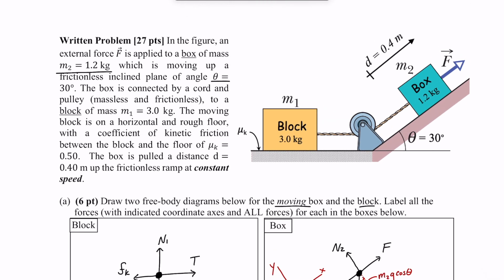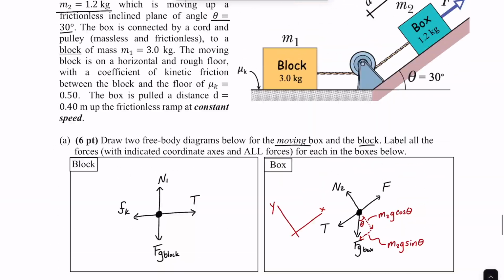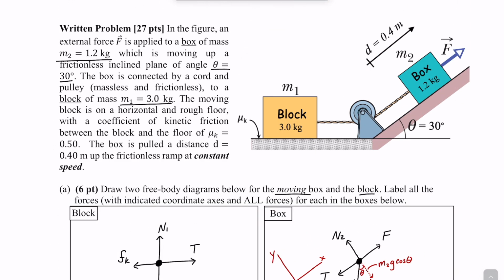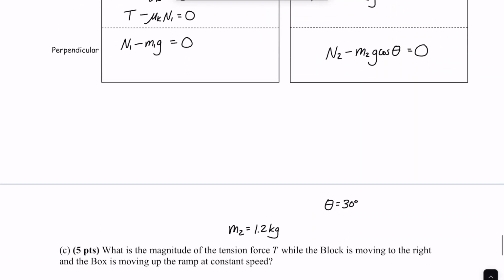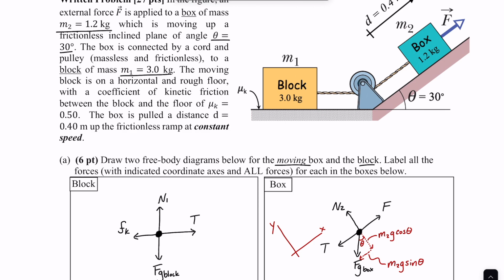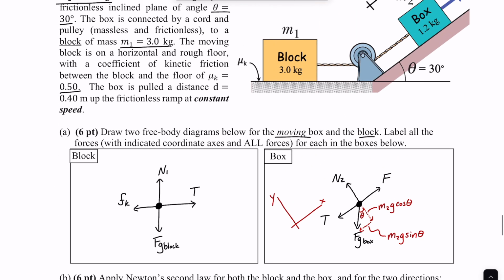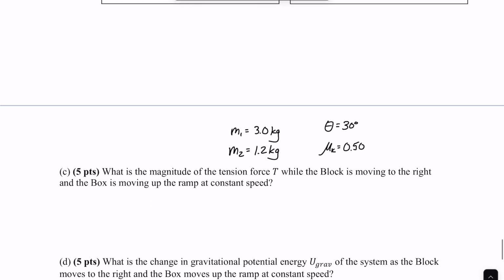The angle is 30 degrees. The block has a mass of 3, and the coefficient of kinetic friction is 0.5. And the system moves up the incline a distance of 0.4.